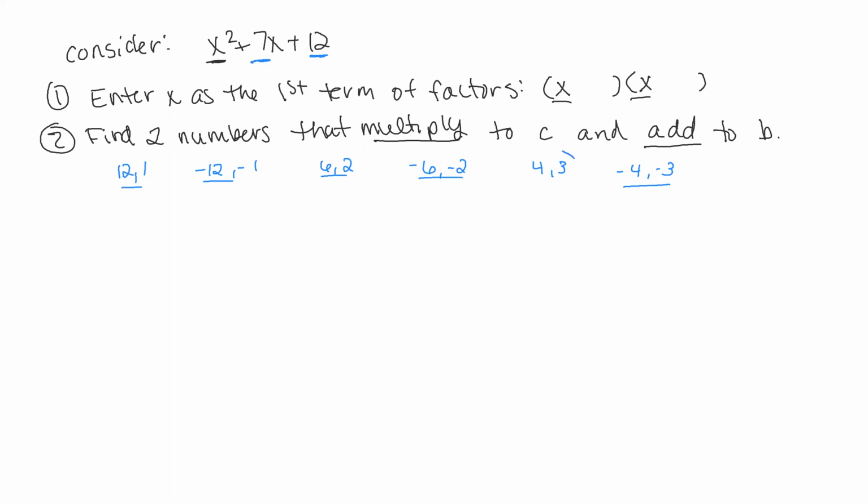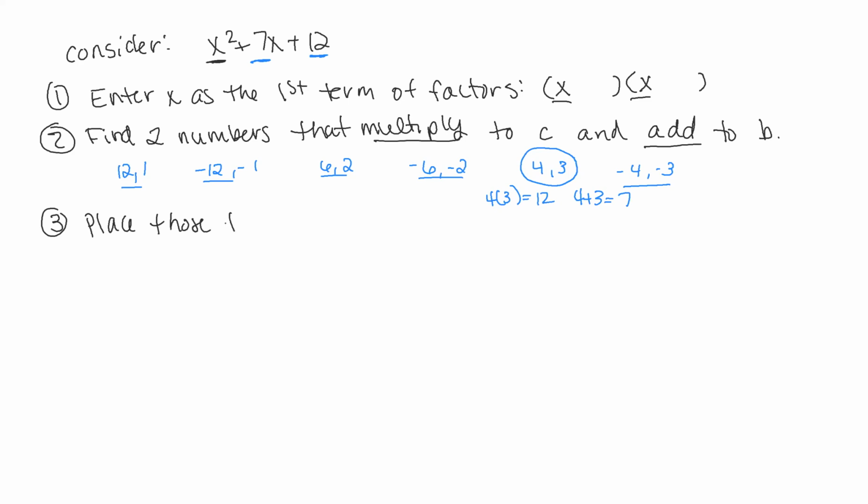So this one right here is kind of like from the three bears. This is the one that's just right. If I multiply positive 4 and 3, I get 12. If I add 4 and 3, I get 7. So what we're going to do is fill in for step 3. We're going to place those two numbers as the second term of each of those factors that we started in step 1.